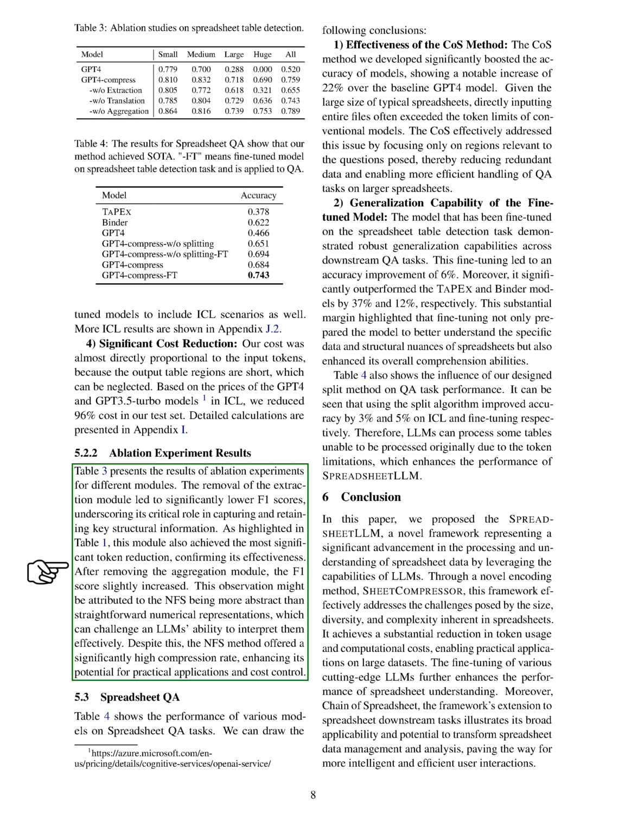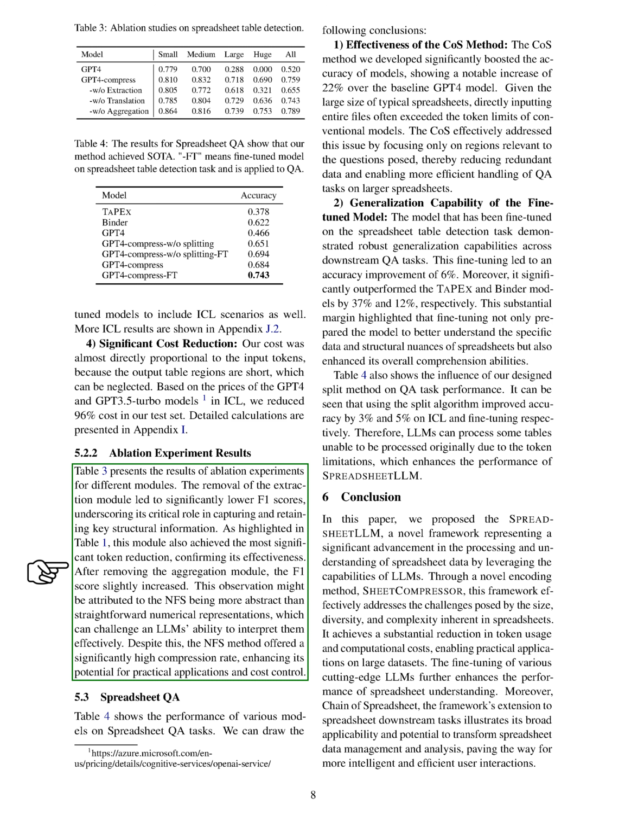Interestingly, when we removed the aggregation module, the F1 score slightly increased. This could be because the NFS method, being more abstract than straightforward numerical representations, can pose a challenge for LLMs to interpret effectively. However, the NFS method offered a significantly high compression rate, making it promising for practical applications and cost control. Moving on to the spreadsheet QA tasks, we analyzed the performance of various models.